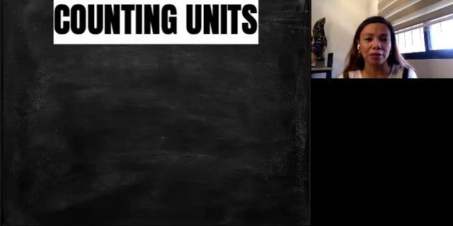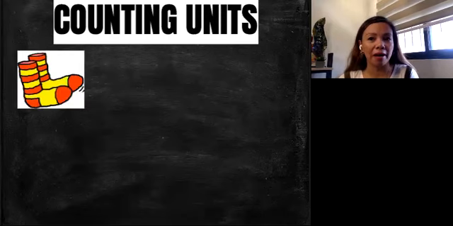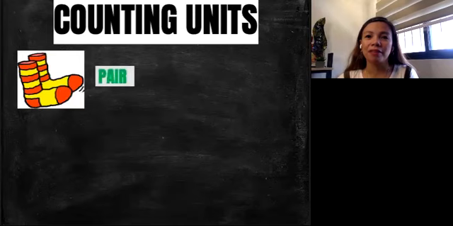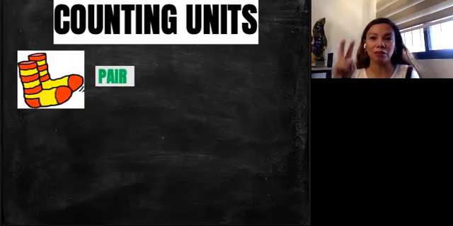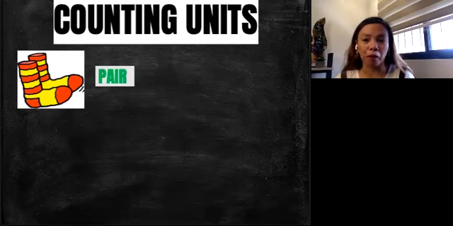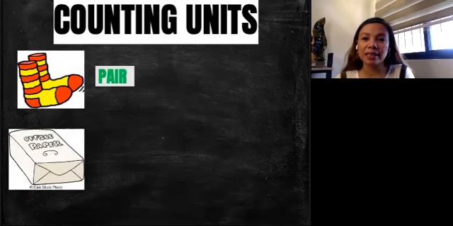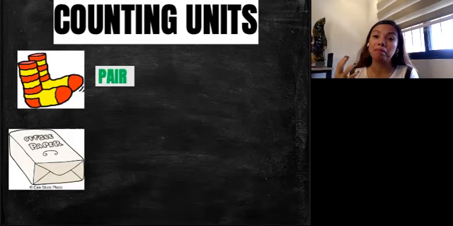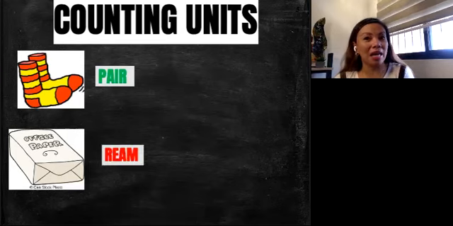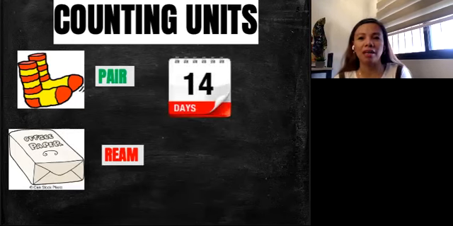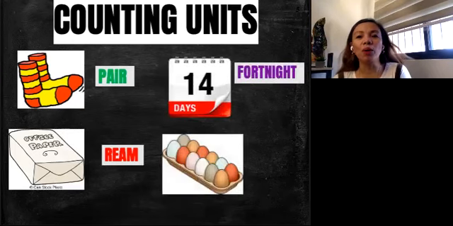Okay, so to start with, let me remind you that we have counting units, and you are familiar with these counting units. When we say pairs, it means that there are two sets or two parts. When we say ream, it's a counting unit. So how many pieces of paper are there in one ream? And that's another counting unit. So when we say fortnight, it's 14 days. And when we say dozen, it's 12.